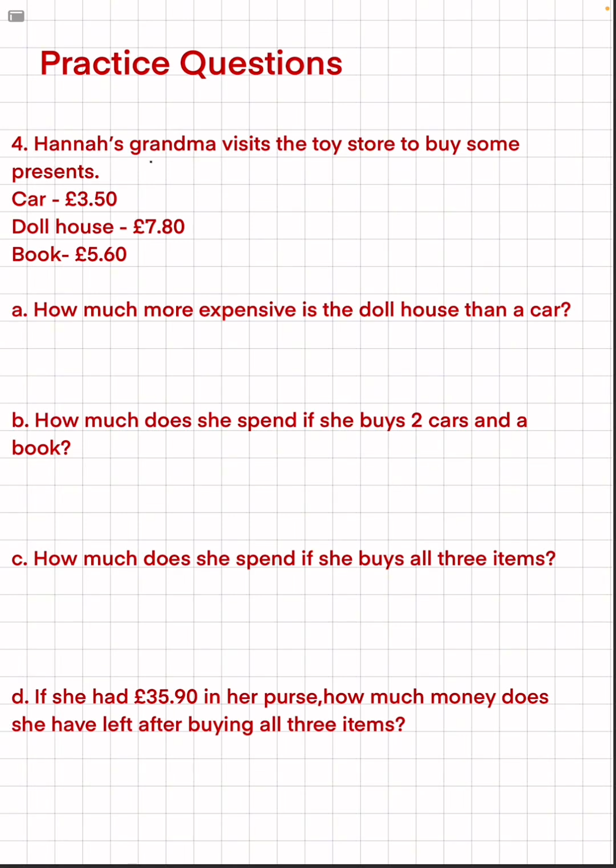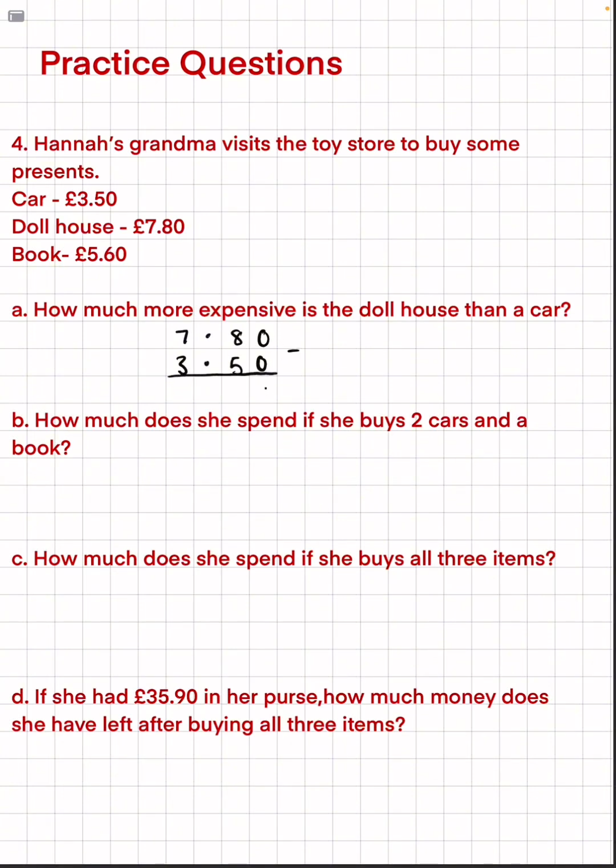Question 4 says Hannah's grandma visits the toy store to buy some presents. How much more expensive is the dollhouse than a car? So the dollhouse is £7.80 and a car is £3.50. To work out the answer, we need to subtract £3.50 from £7.80.